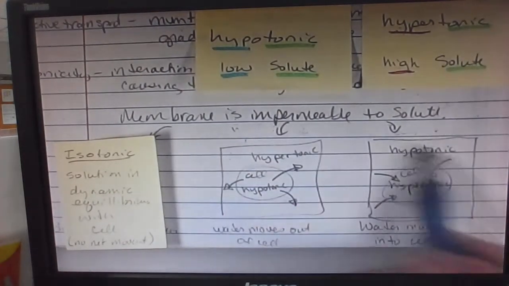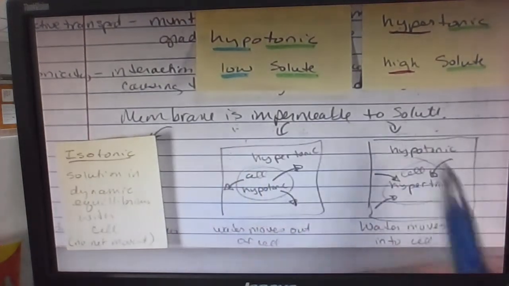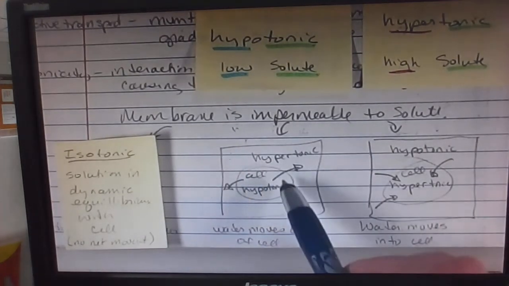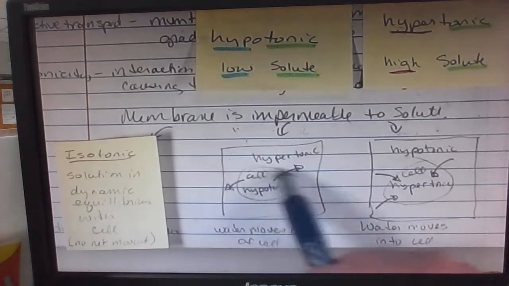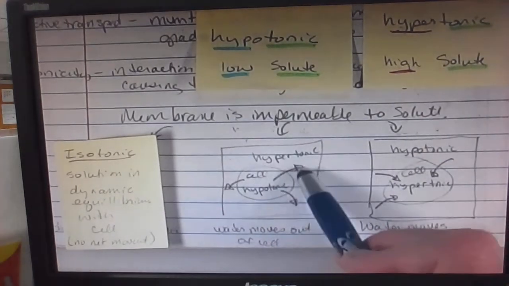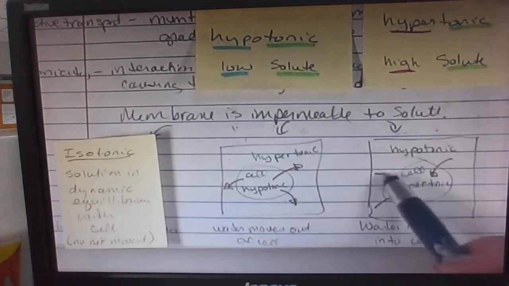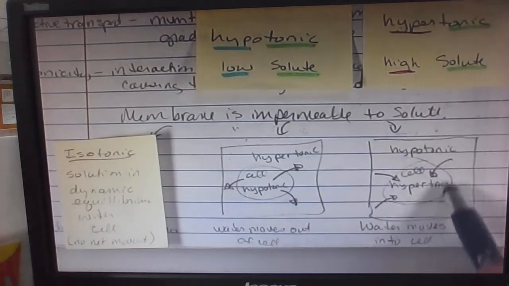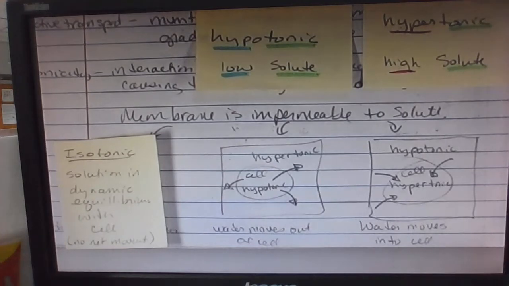In these situations, the membrane was impermeable to the solute. So this cell had a cell membrane that the solute was not able to move through. So that's why only the water moved either in or out of the cell, because the cell membrane was impermeable to the solute. The solute could not change its position.